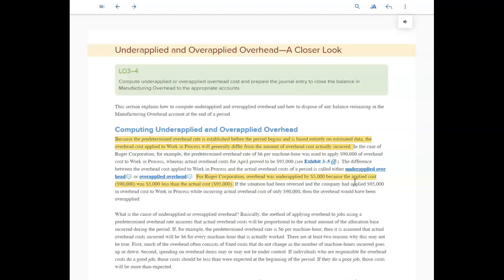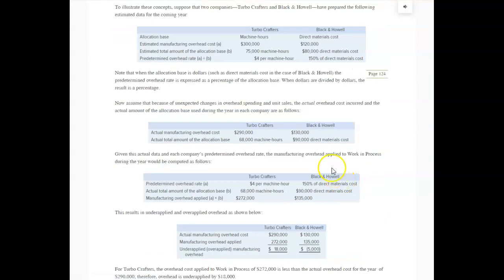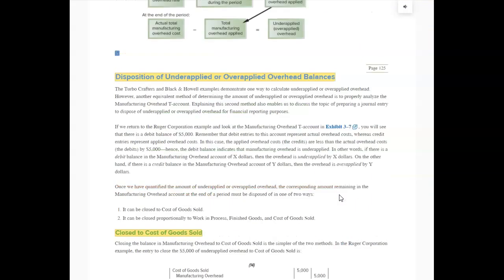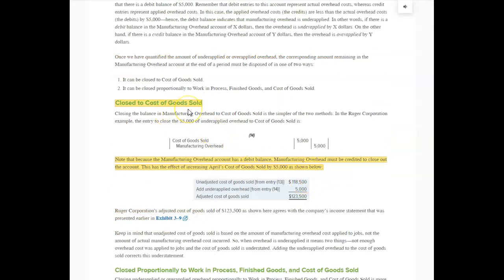But whatever you have, the over or under applied overhead, for us, let's just take it to the cost of goods sold account and adjust it. Either adjust it up or down as we need to. Now, all this, don't worry about all these details here. And just the disposition of overhead, we talked about it. Close it to cost of goods sold. So here's the entry. We debit cost of goods sold, $5,000. Credit manufacturing overhead, $5,000. So this is the entry for what we've already talked about. And we saw this earlier in the cost of goods sold statement.